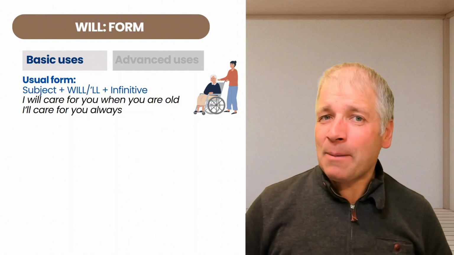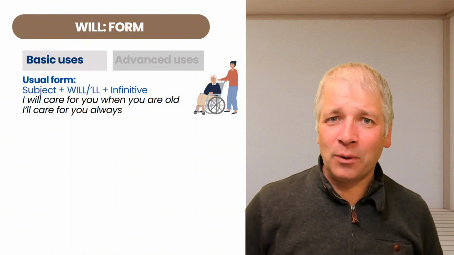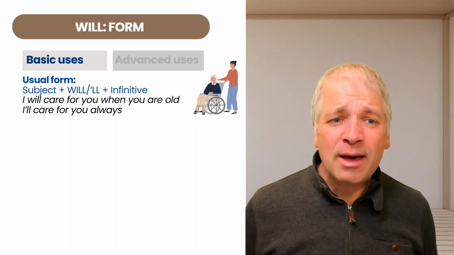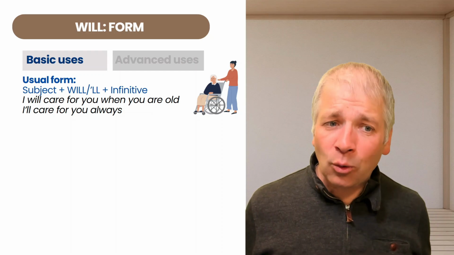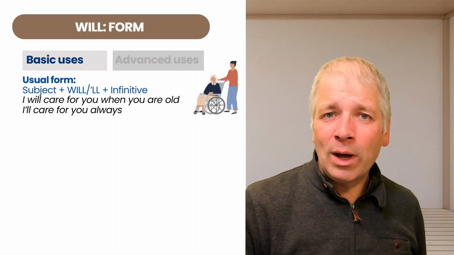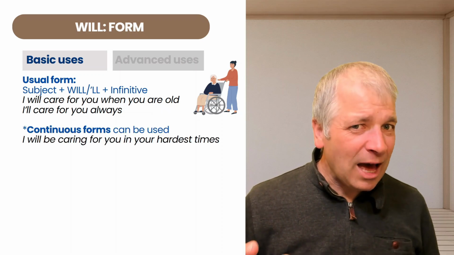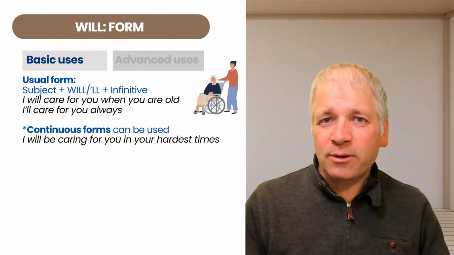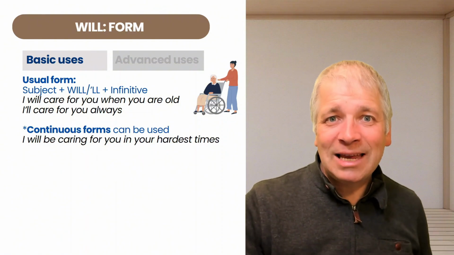A slight difference here because we have a contraction that's possible. Apostrophe LL. In spoken English, just I'll. So you could say, I will care for you when you are old, or you could just say, I'll care for you. I'll represents I will. Continuous forms can follow will, such as I will be caring for you in your hardest times. Those go with particular tenses, which we'll look at later.